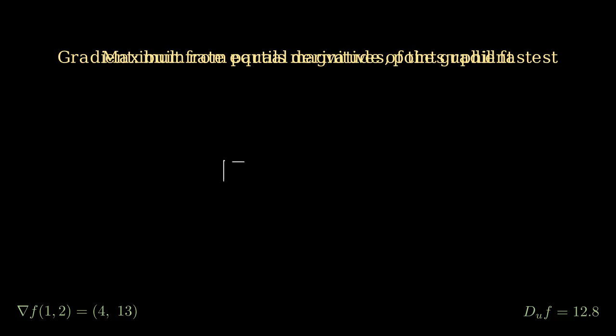For our check step, we compare this to the largest possible directional derivative, which always equals the magnitude of the gradient itself. The magnitude of the gradient, 4, 13, is the square root of 4 squared plus 13 squared, which is the square root of 16 plus 169, which is the square root of 185, which is approximately equal to 13.6.